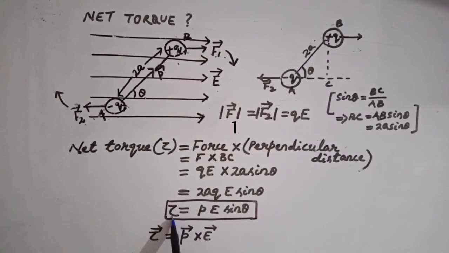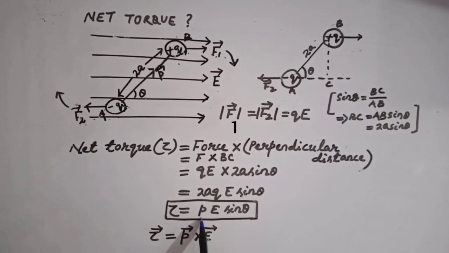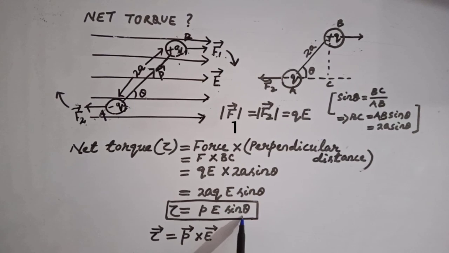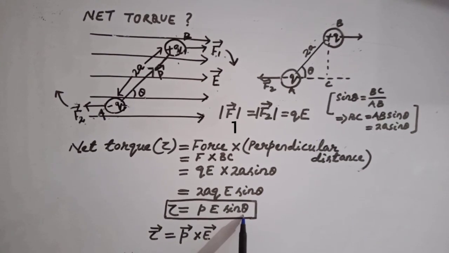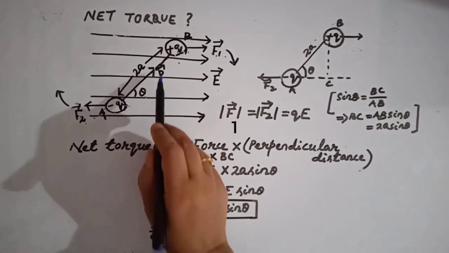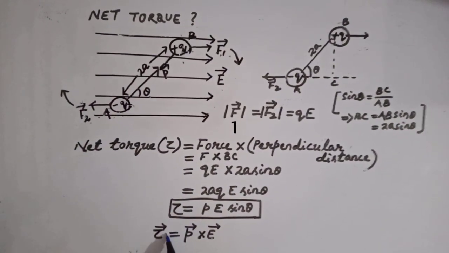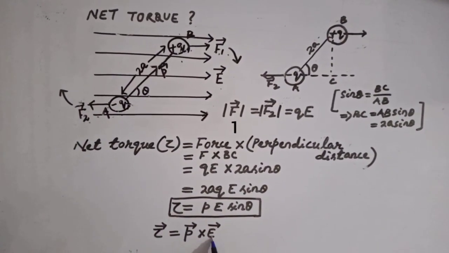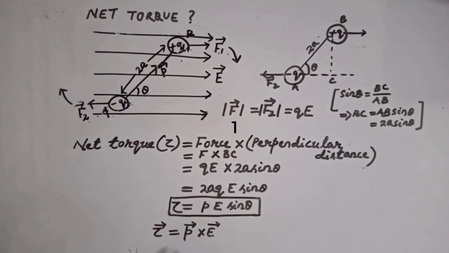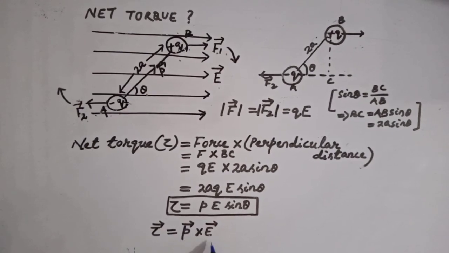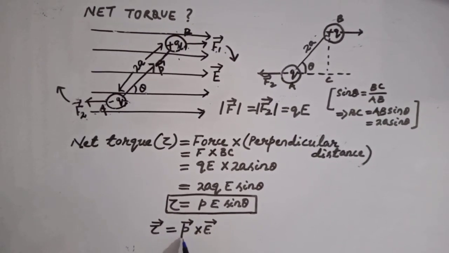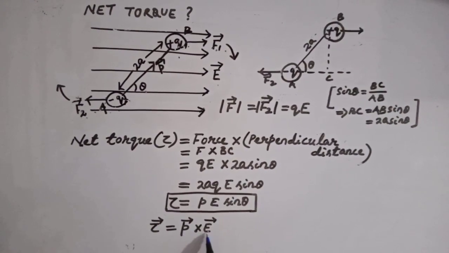Thus, the torque experienced, tau, is equal to pE sin theta, where theta is the angle between p vector and E vector. Tau vector is equal to p vector cross E vector. That is, the torque is the cross product of the dipole moment and the electric field. The direction of the torque is perpendicular to the plane containing p vector and E vector.